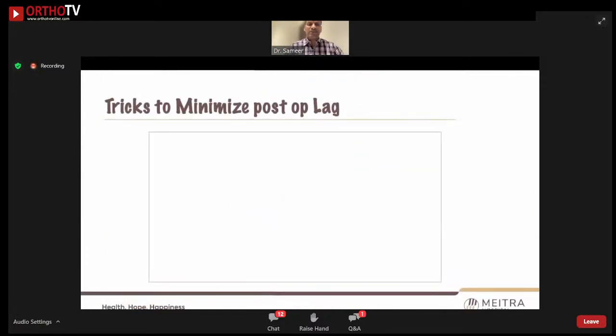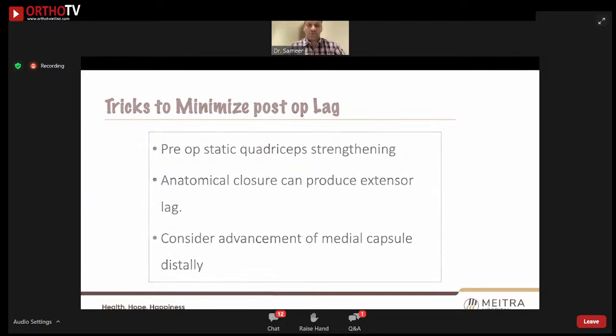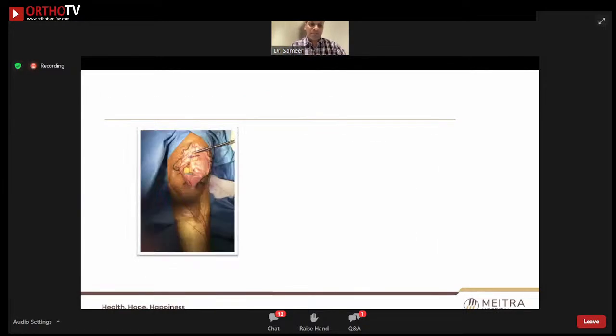And many times, because the quadriceps is not working properly, they will have a quadriceps lag postoperatively. In these types of cases, you can try preoperative prehabilitation. And many times, if you go for an anatomical closure, that can produce an extensor lag. So there is a trick known as the advancement of the medial capsule. We'll discuss it. So this is your medial parapatellar approach. This is your medial flap and this is your lateral flap.